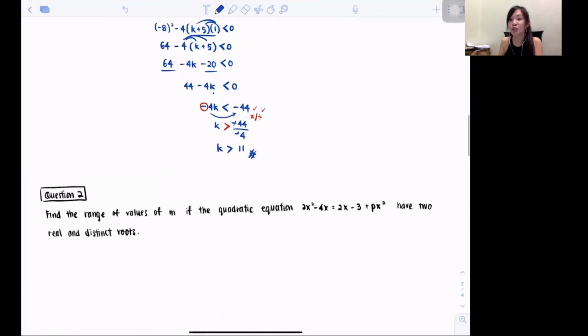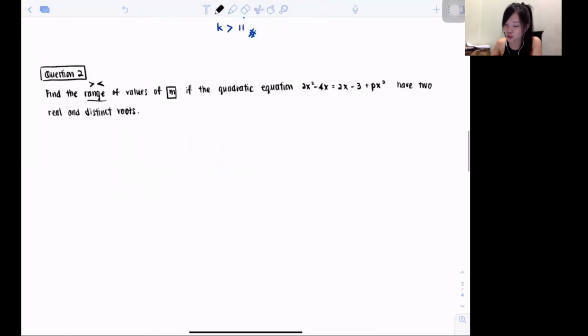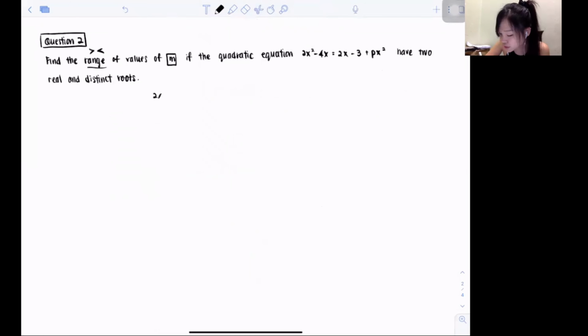I go on with question 2. They say, find the range of values of m. I continue to read, they will find m. See the word range or not? Your answer should have a bigger, smaller sign, okay? They say if the quadratic equation, this one, let me write down the quadratic equation for all of you, has 2 real and distinct roots. Okay, any keyword blinking there? Yes, 2 real and distinct roots.